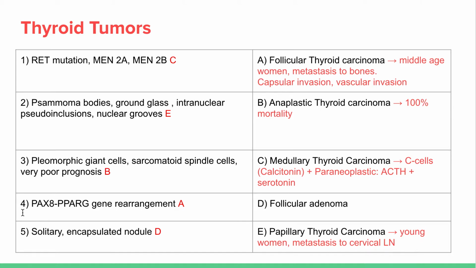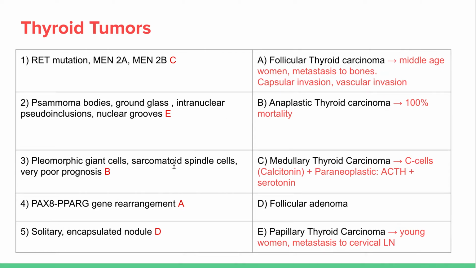Number 4, your PAX8-PPAR gamma gene rearrangement. This is your follicular thyroid carcinoma, and this is what we see in middle-aged women, metastasizes to the bones. And what we see is capsular invasion or vascular invasion, since this is a metastasizing cancer.